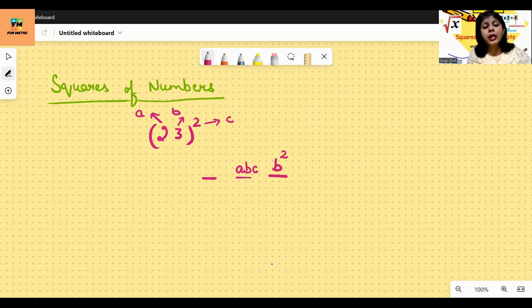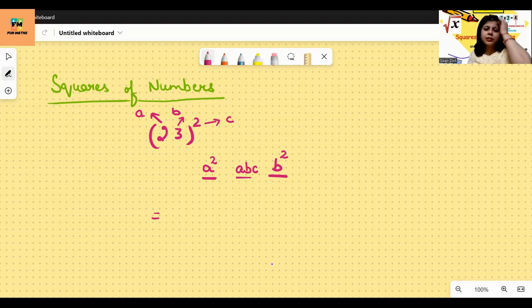And here at the hundredths place, we are going to write the square of the tens digit. Yes. So A square, ABC, B square. Now let's see how we can find it in a simple way.